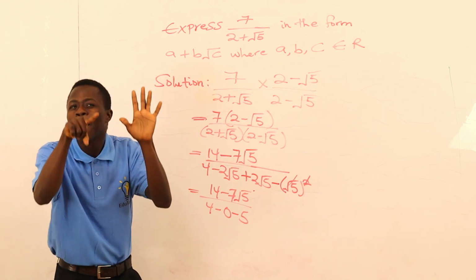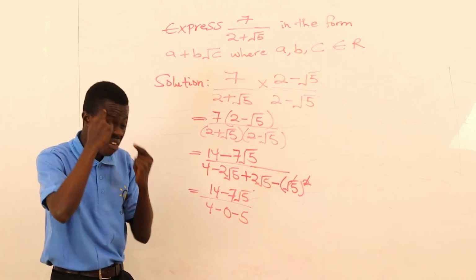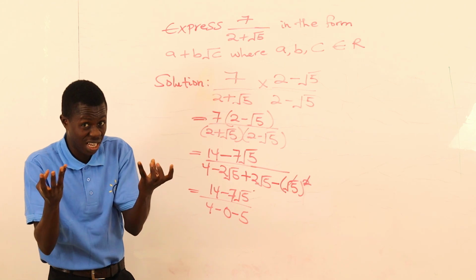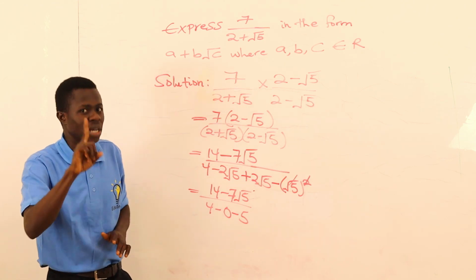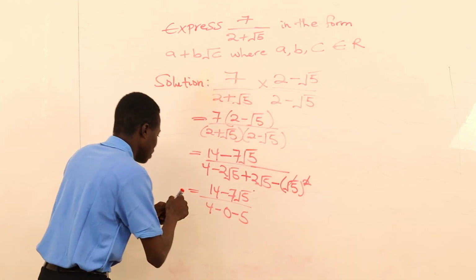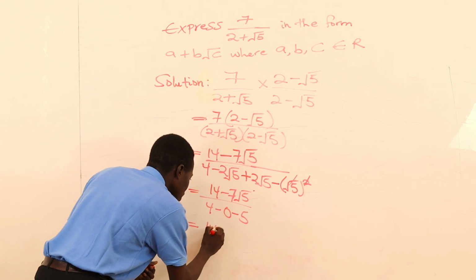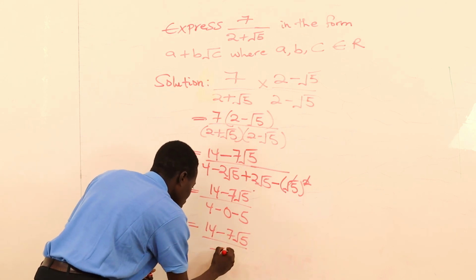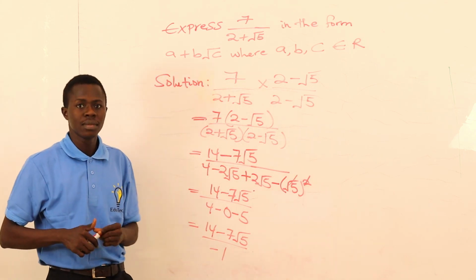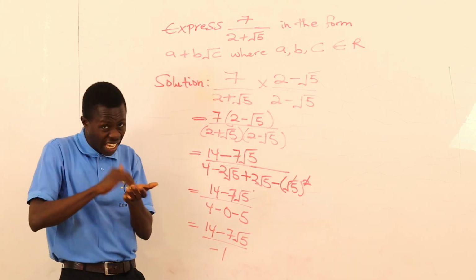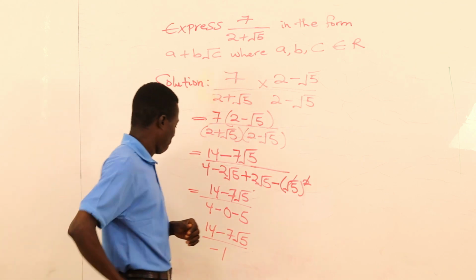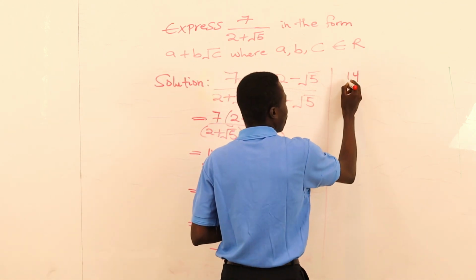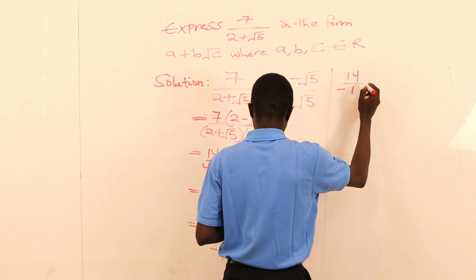Now, what do we do next? So we subtract the denominator. 4 minus 5, and the answer will give us -1, because 4 subtracting it from -5, we will get -1. So we are going to have 14 minus 7 square root of 5 divided by -1.